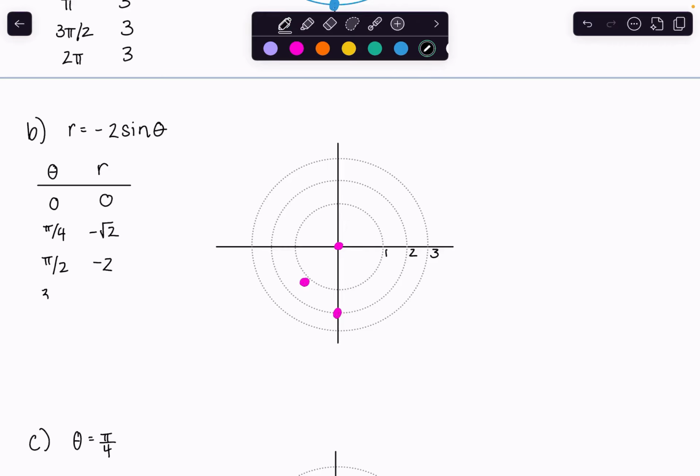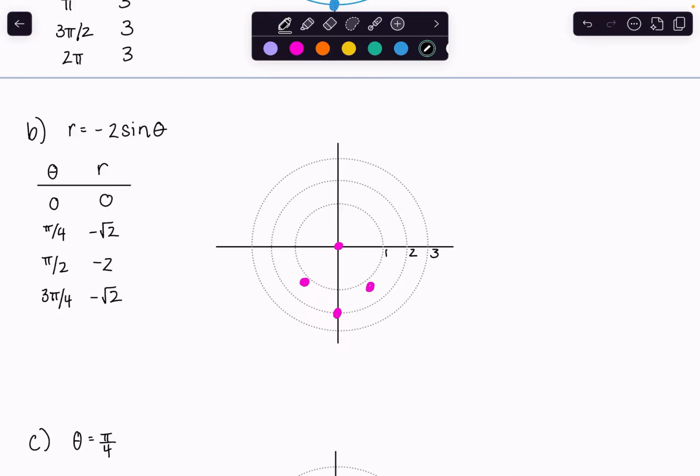If I plot 3 pi over 4, well, sine of 3 pi over 4 is positive root 2 over 2. So this ends up being exactly the same thing as pi over 4. 3 pi over 4 would land me back here, but again, I shoot through the pole, land on the other side around the same spot.